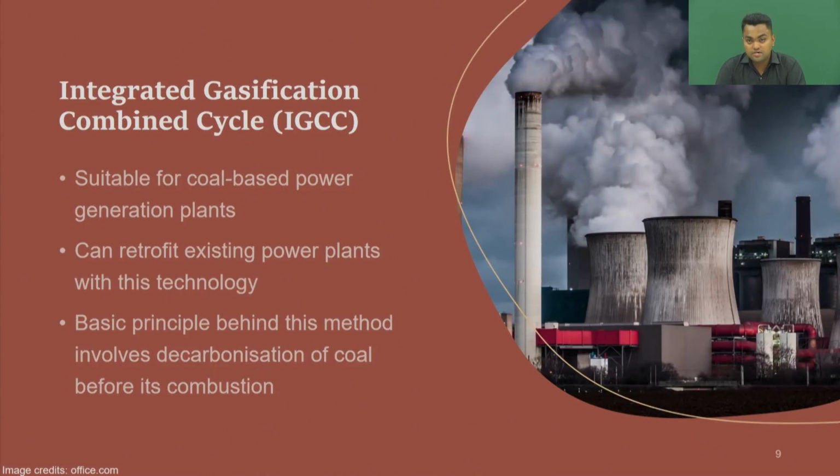The second method, that is IGCC, or Integrated Gasification Combined Cycle, is a cost-effective method employed in coal-based power plants. This is a very cost-effective process because it can be retrofitted to existing power plants. In this method, coal is decarbonized and then used to generate electricity, thereby purifying the coal and providing better thermodynamic efficiency.